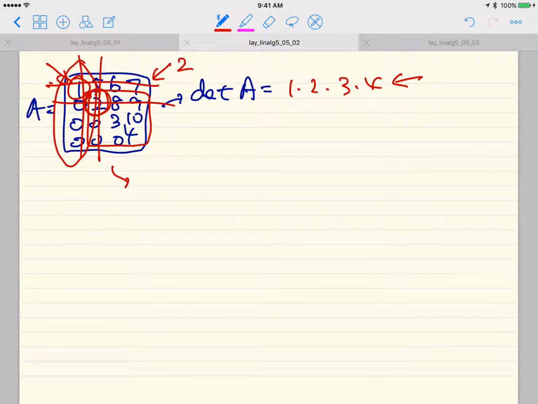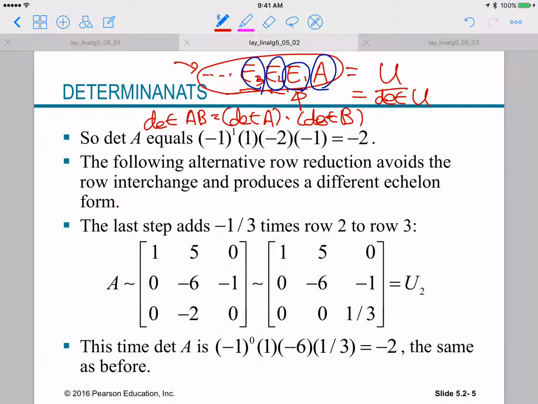So that was the very first property that we started our determinant properties with, right? That was the beginning of all the various properties of determinant. Yeah, it was just about the determinant, okay?